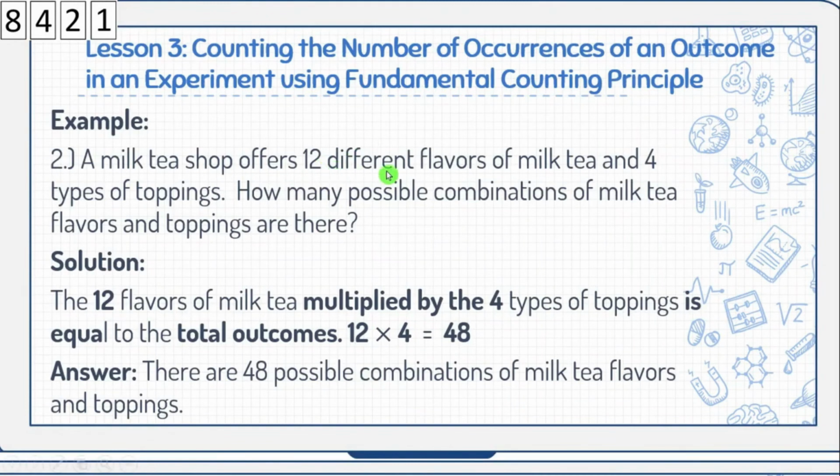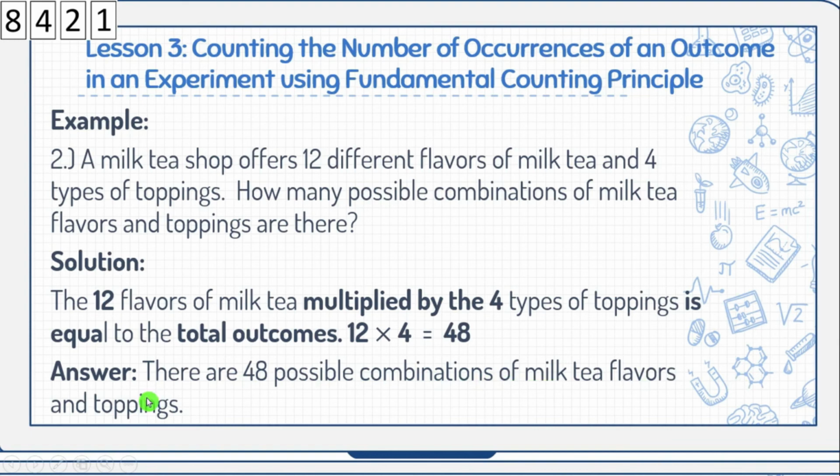For example number 2, a milk tea shop offers 12 different flavors of milk tea and 4 types of toppings. How many possible combinations of milk tea flavors and toppings are there? So, meron 12 different flavors at saka 4 types of toppings. Solution, the 12 flavors of milk tea multiplied by 4 types of toppings is equal to the total outcomes of 12 times 4. So, merong 48. Kasi, since meron siyang 12 different flavors at saka 4 na toppings, so what we're going to do is, we'll just multiply that one. So, the answer is 48 possible combinations of milk tea flavors and toppings.